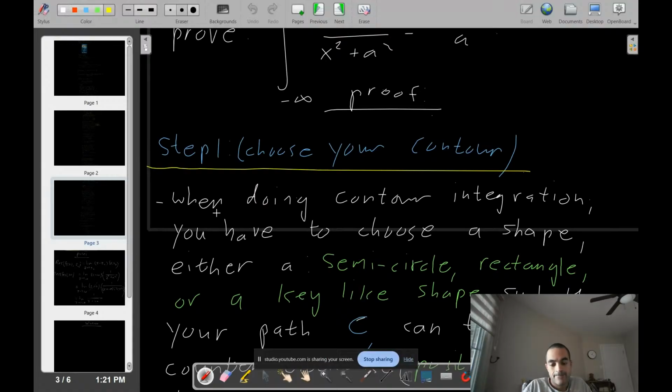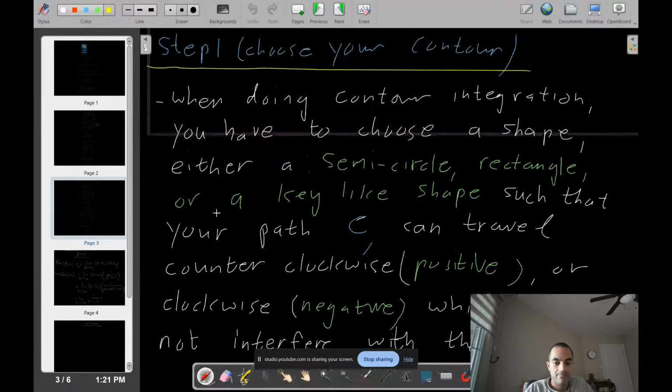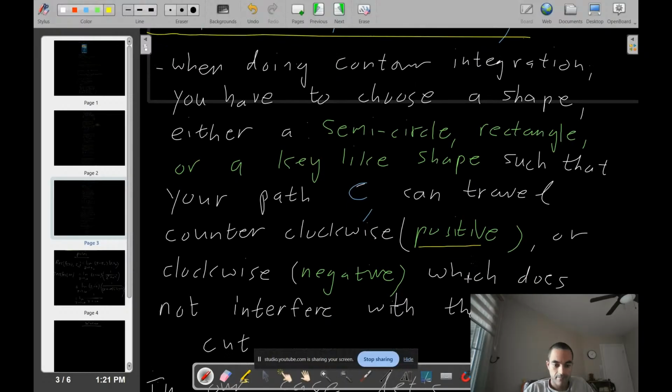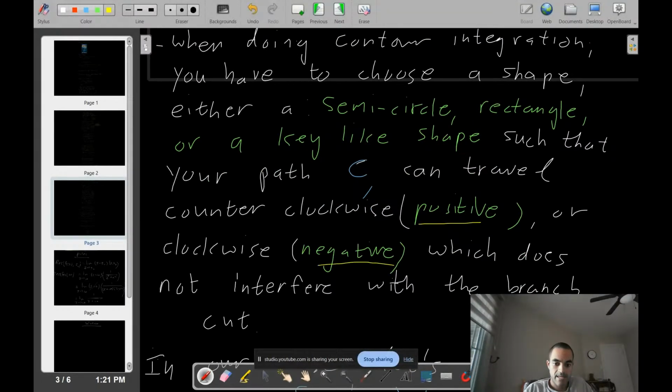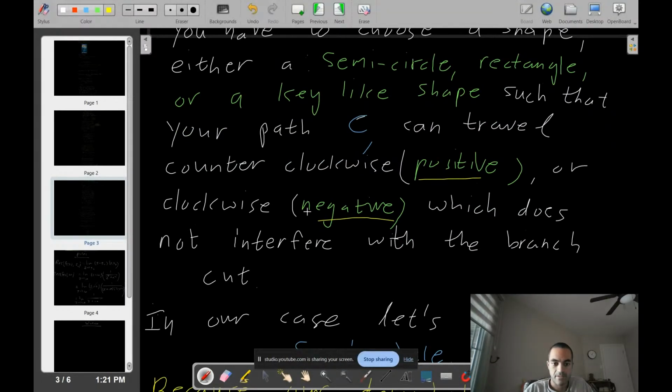You want to make it such that it's easier to integrate based on one of these 3, and such that your path C is traveling either counterclockwise or clockwise. By the way, counterclockwise is always positive, in case you have to add multiple integrals. Clockwise is going to be negative. Does that make sense? I'm going to repeat myself: counterclockwise is positive, clockwise is negative.